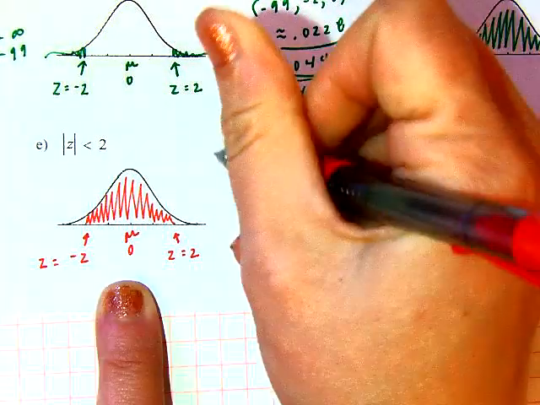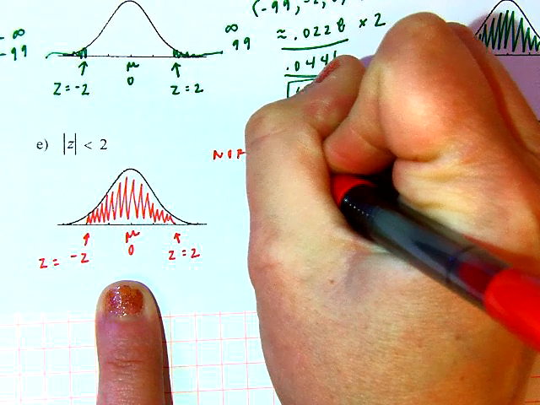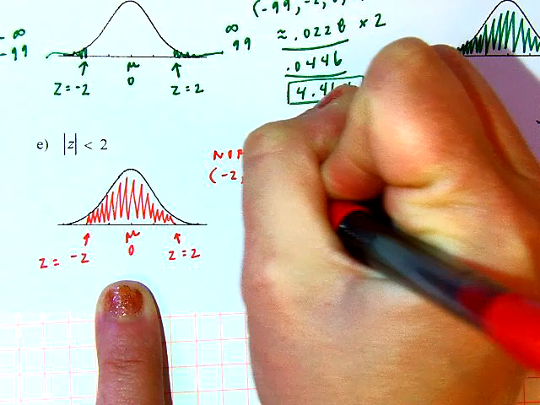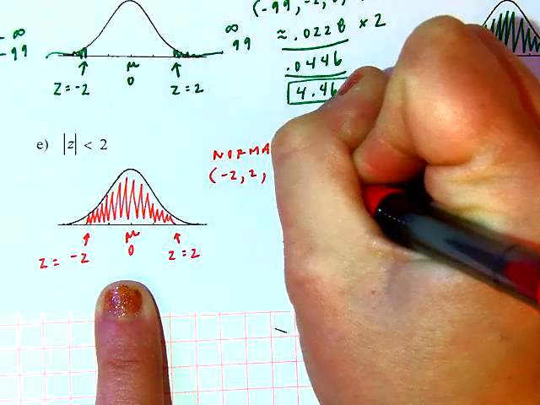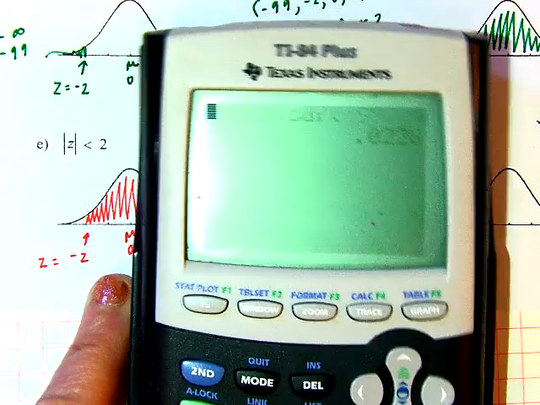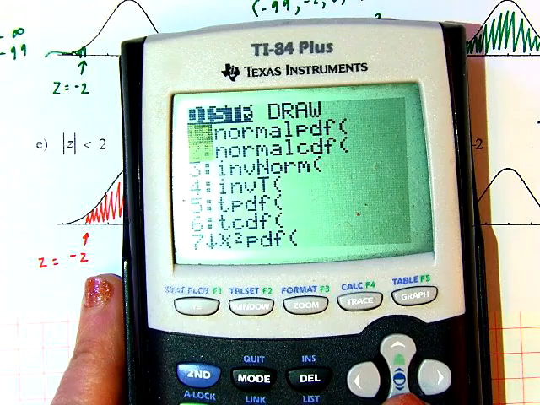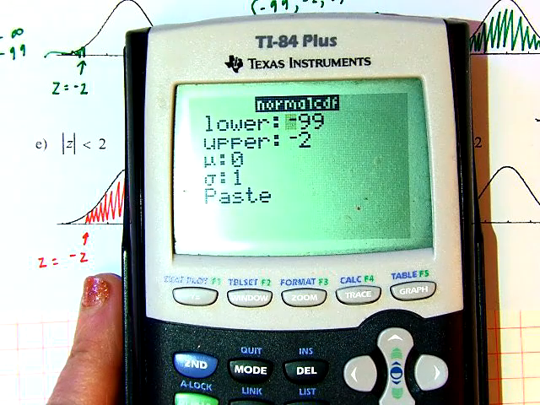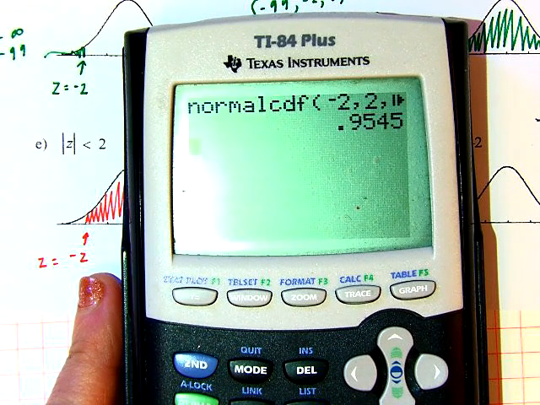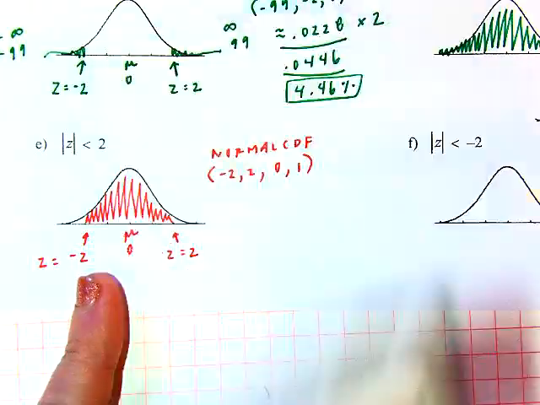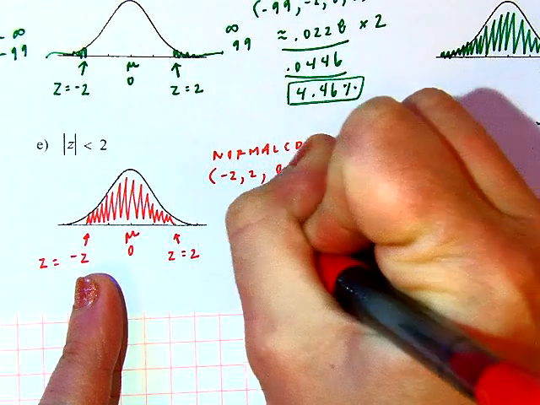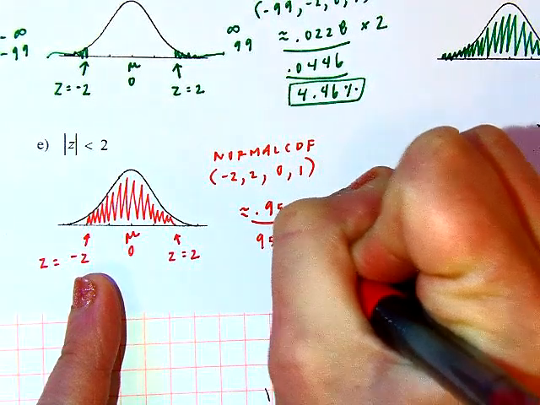All right, so again, we're doing normal CDF. We're saying from negative 2 to positive 2, and we want to use 0 and 1, mean and standard deviation. Okay, so going back to my distributions, normal CDF right there, and I'm saying from negative 2 to positive 2, 0, 1, paste it, and there we go. So 0.9545, or 95.45%.